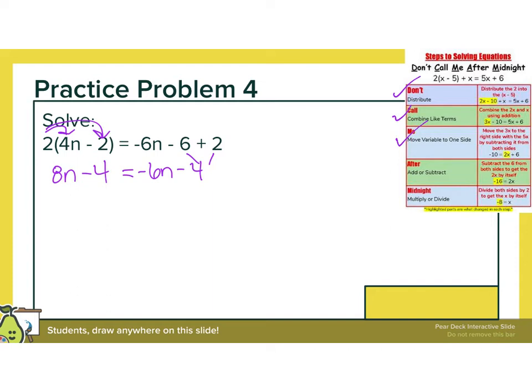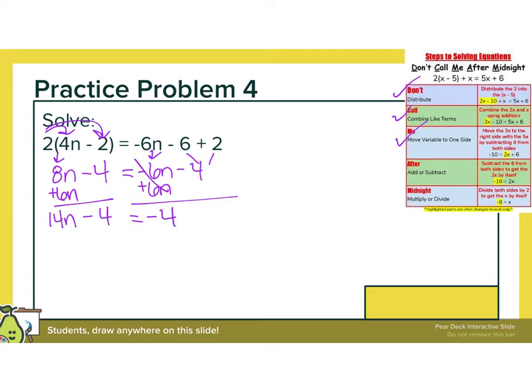I need variables on one side. See, I have a -6n and a +8n. I'm going to move one of them. I'm going to move the smaller one by doing the opposite on both sides. These are gone. Bring down my -4. 6 and 8 is 14n.